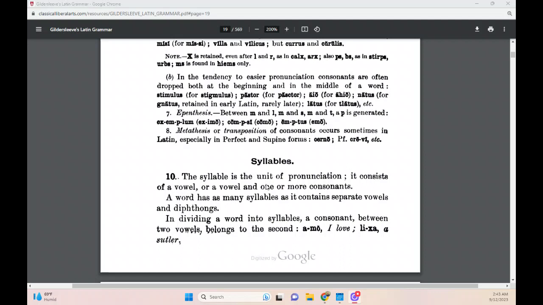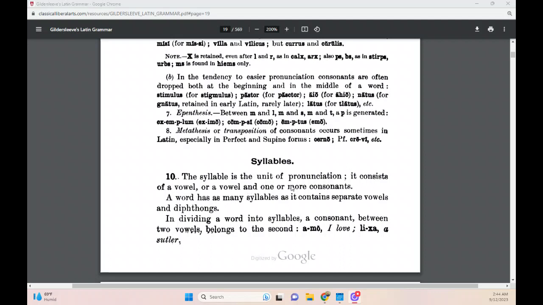When we say a syllable consists of a vowel or a vowel and one or more consonants, we have to remember that a diphthong can be considered a single vowel sound. So when we say a syllable consists of a vowel, it's possible for a syllable to consist of two vowels when they're joined together to make a diphthong. So remember that a diphthong, when we're talking about syllables, can be treated as a single long vowel sound.